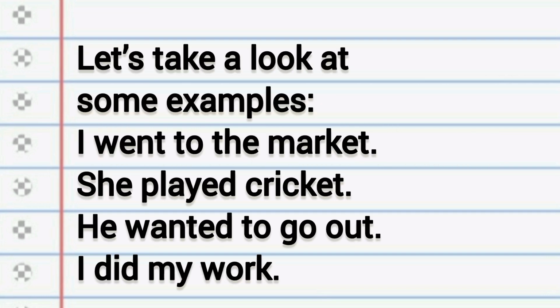The formula for the simple past tense is the subject plus second form of the verb plus object. It is also quite simple because we generally use the second form of verb in affirmative sentences in the simple past tense. Let's take a look at some examples. I went to the market. She played cricket. He wanted to go out. I did my work.